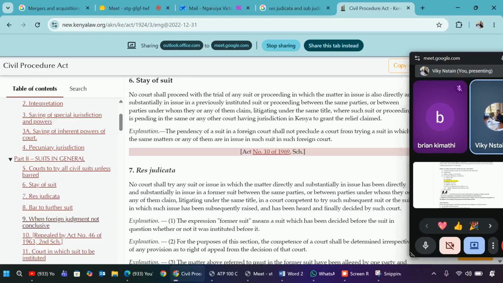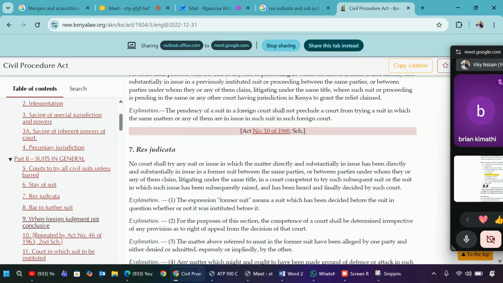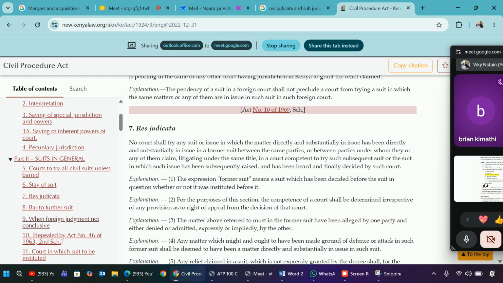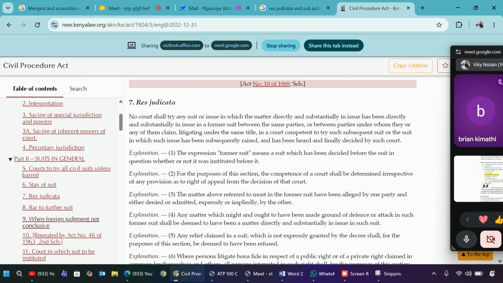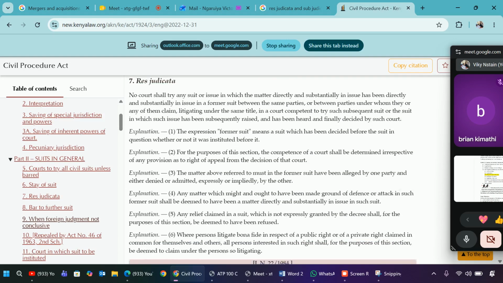Good. Res judicata. So to read it verbatim: No court shall try any suit or issue in which the matter directly and substantially in issue has been directly and substantially in issue in a former suit between the same parties, or between parties under whom they or any of them claim, litigating under the same title in a court competent to try such subsequent suit, or the suit in which such issue has been subsequently raised and has been heard and finally decided by such court.